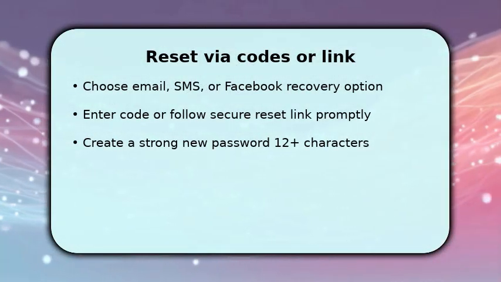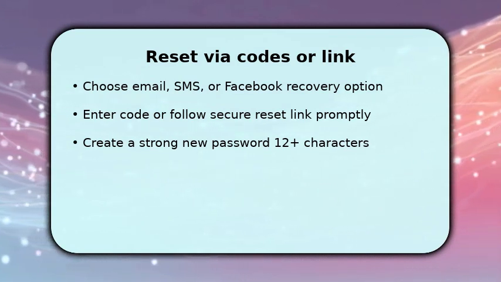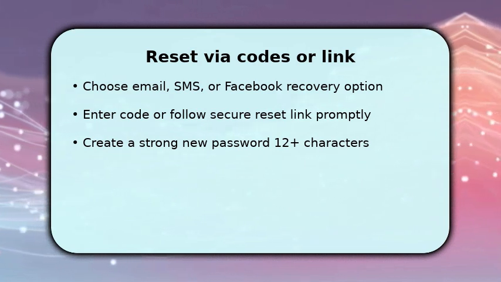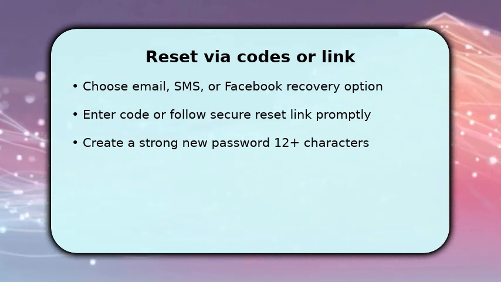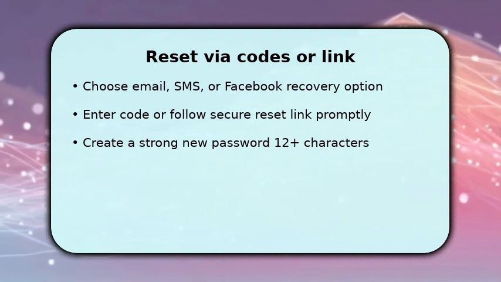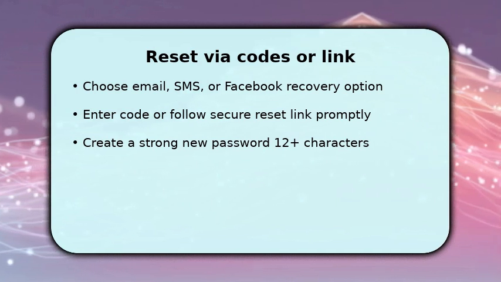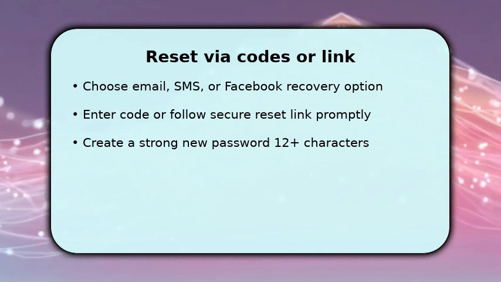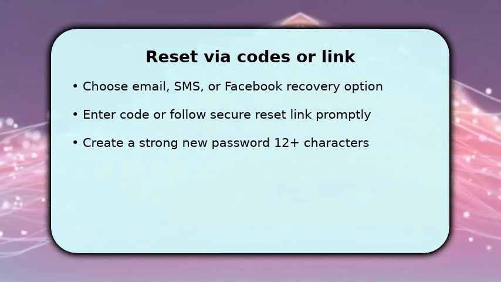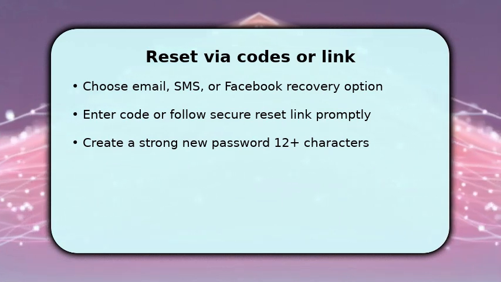Next, pick the recovery option you control: email, SMS, or Facebook login. When you receive a code or reset link, act quickly because links expire. Enter the code exactly as shown, then create a new unique password of at least 12 characters mixing letters, numbers, and symbols. Once done, update saved logins on your devices and sign out unknown sessions. Changing saved passwords prevents reuse of old credentials and stops unauthorized access immediately.